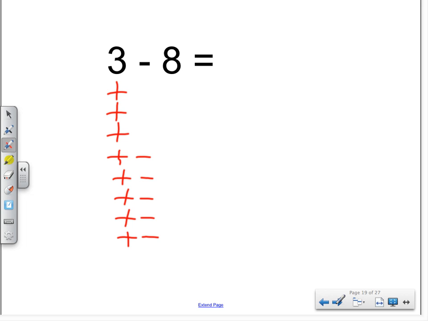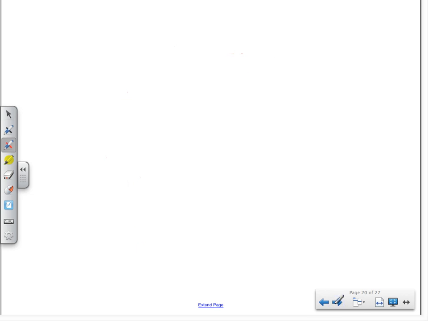Now let's look at the problem again. It's 3, take away 8 positives. So if I take away all of these, there's 8 positives, I end up with -5. And that is how you add integers, or subtract integers, using the charge model.